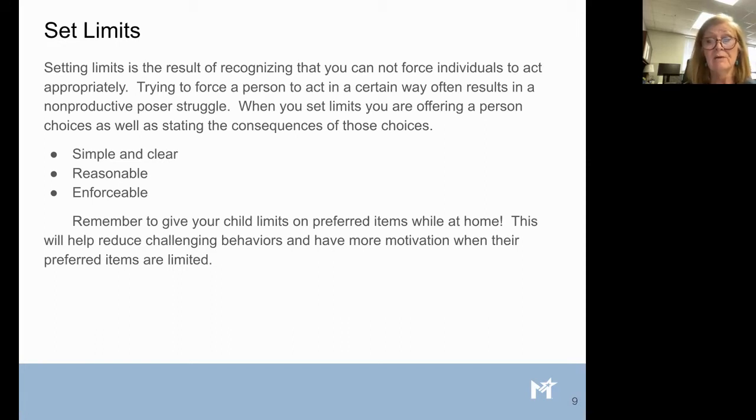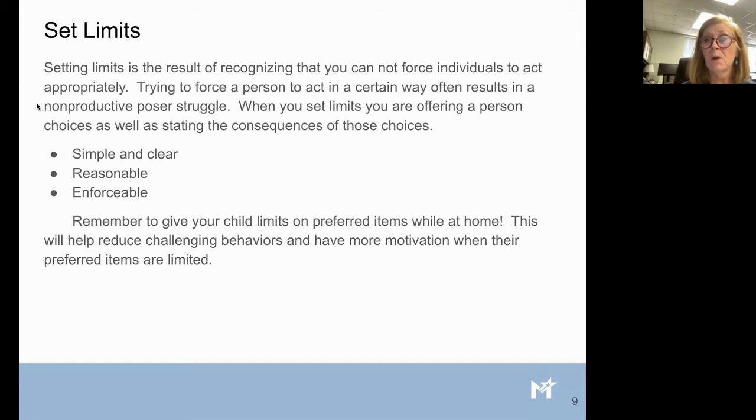So remember to give your child limits, limit those preferred items. That makes them more motivating when you want to use them to your advantage. In other words, you're using that as a motivator for appropriate behavior, and it helps to reduce that challenging behavior. The more you practice setting limits, and they're not easy to give, they really aren't, a lot of times they come out as ultimatums rather than setting limits.